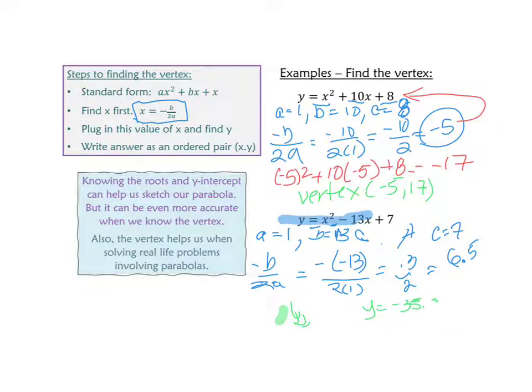Y equals negative 35.25. If you're doing this at home, you would know that. So our vertex is x equals 6.5 and y equals negative 35.25. If it seems a little funny, don't worry about it. We're just starting to learn it. You'll have it down in no time.